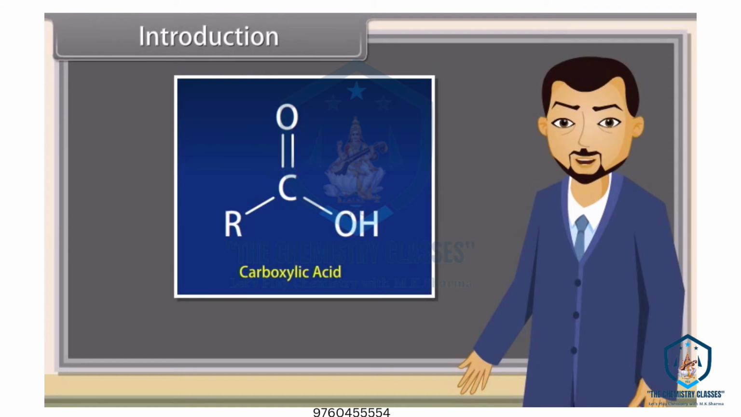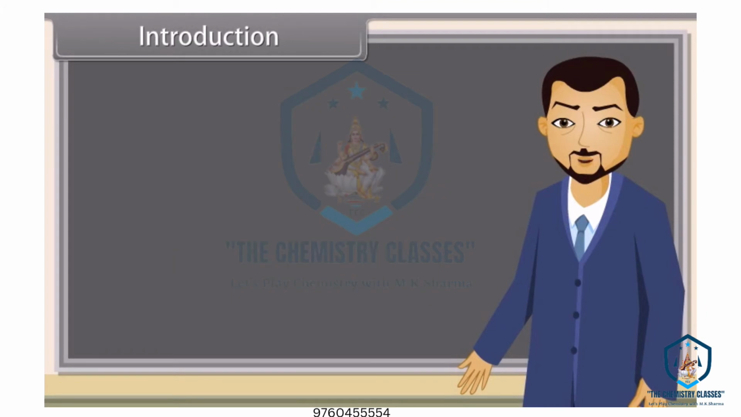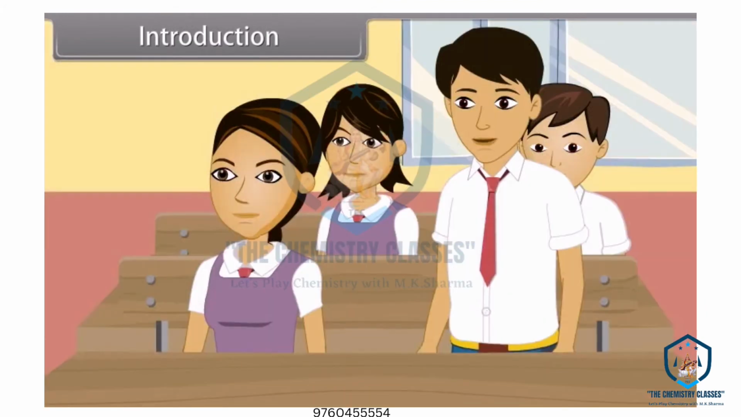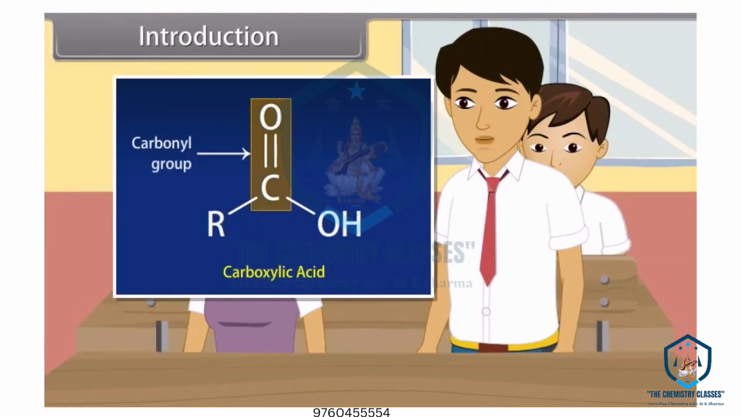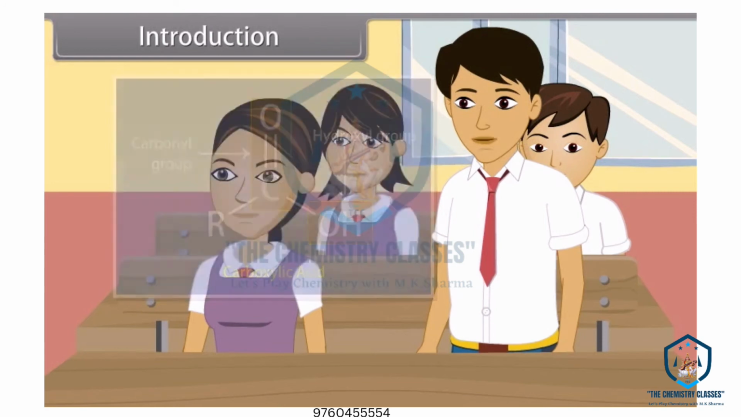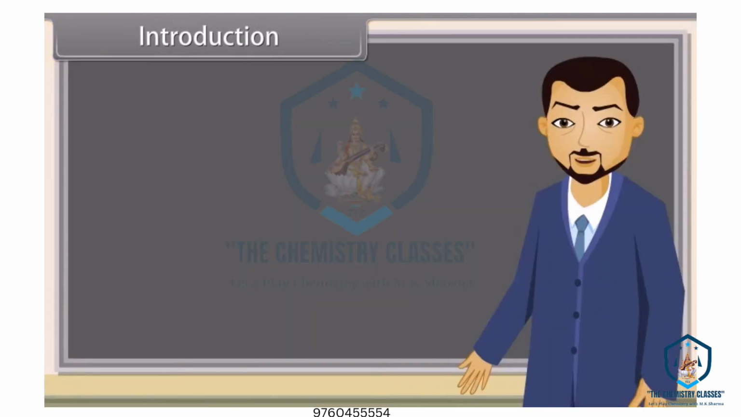Now, who will tell me what is carboxyl group? Carboxyl group consists of carbonyl group and hydroxyl group. Very good, Ramesh. In this lesson, we will learn more about carboxylic acids.